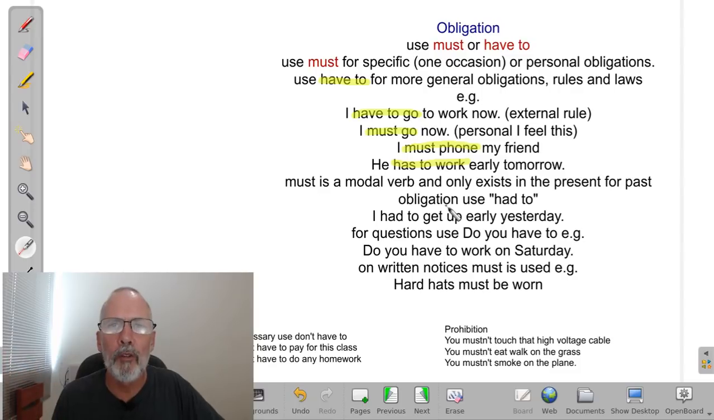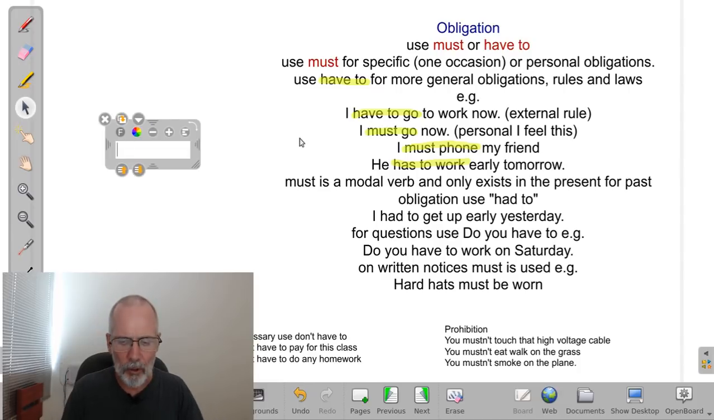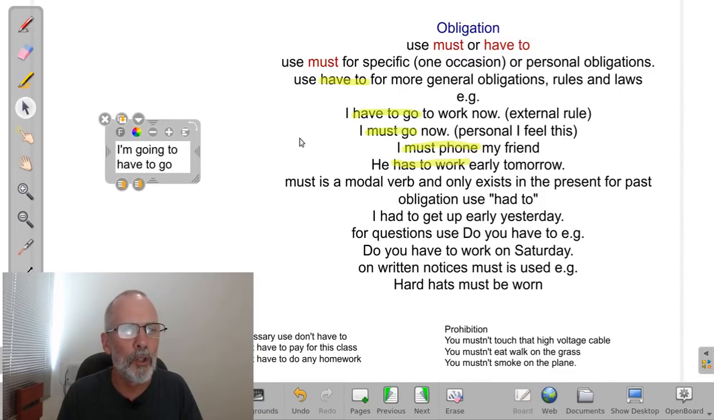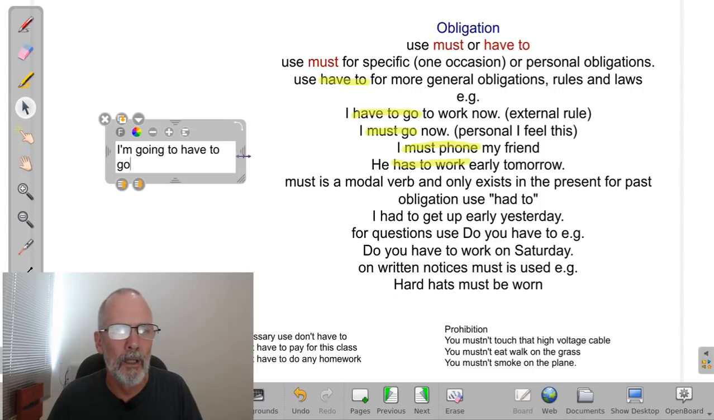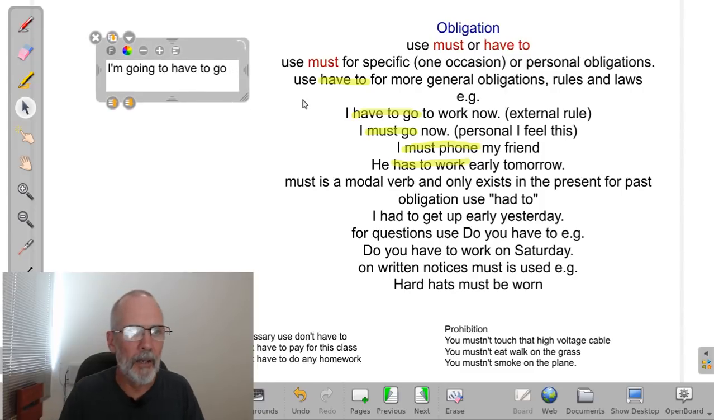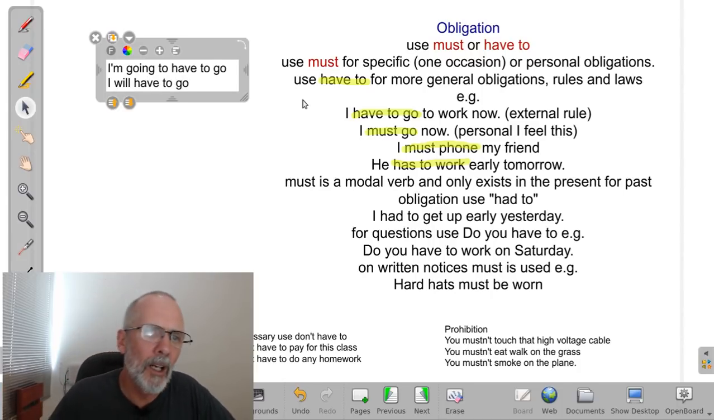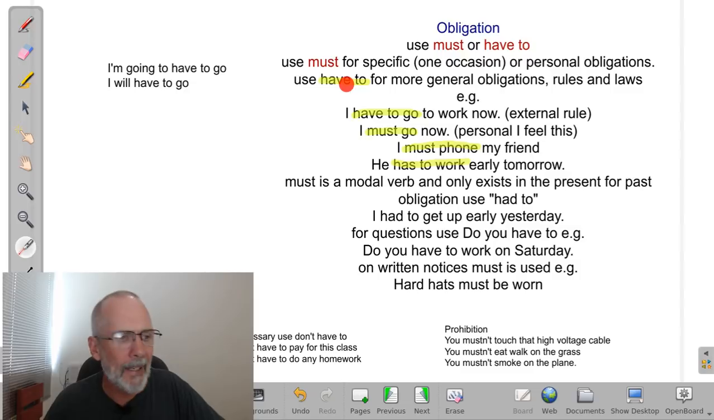There's no future of must. If we want to do the future, we're going to need to say, I'm going to have to go to work tomorrow, or I will have to go to work tomorrow, or we could also say, I will have to go, depending on the situation. The future we covered in another class. So the thing to remember here is that have to exists in all tenses, but must only exists in the present tense.